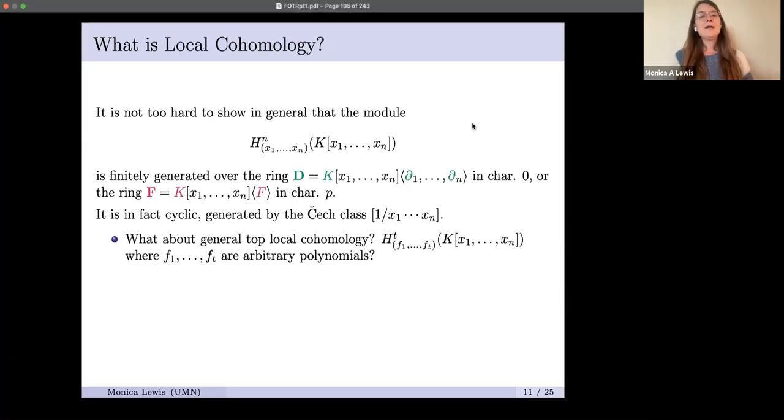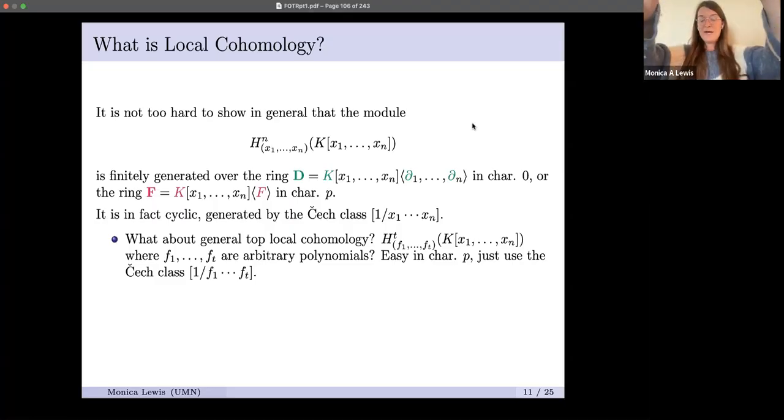Okay. Now, where it starts to get a little bit harder is if you ask, okay, that's top level cohomology with respect to the x's. What about general top level cohomology, where the denominator might be some product of f's, being arbitrary polynomials? Well, in characteristic p, nothing about the argument changes. Taking pth powers increases the powers of f's in the denominator. And if you think about it, you can still take that one single Čech class, 1 over the product of the f's, and get to any other Čech class you like, moving through appropriately with Frobenius and multiplication by the variables.